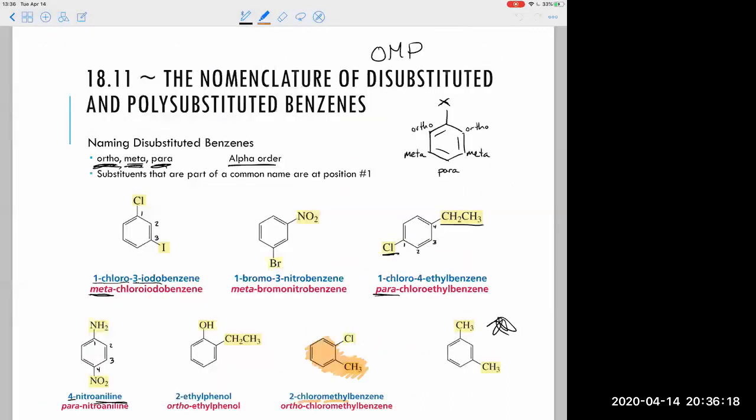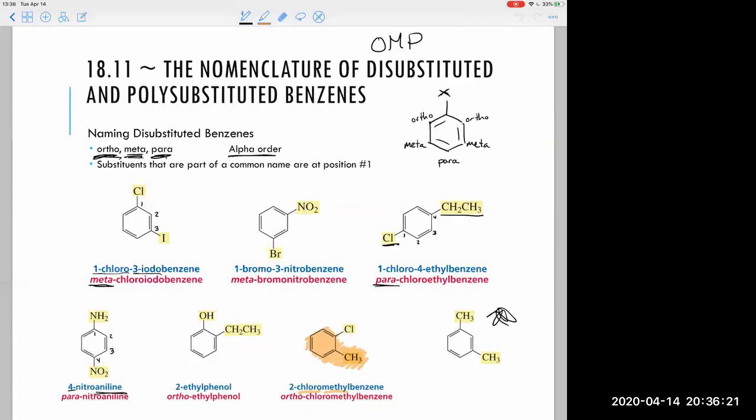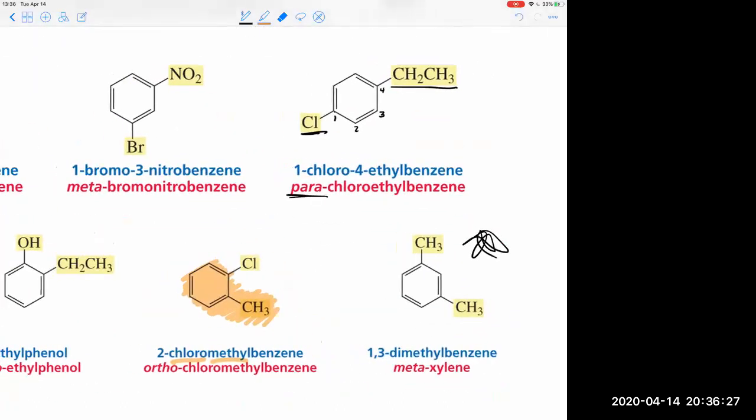All right, and then the last one. So again, this one's a little bit special. There's 2 methyl groups on there. So you call it 1,3-dimethylbenzene, but more commonly what you're going to see is this name right here, xylene.